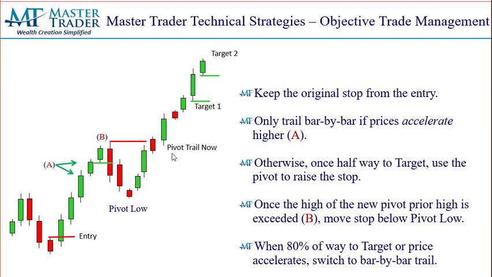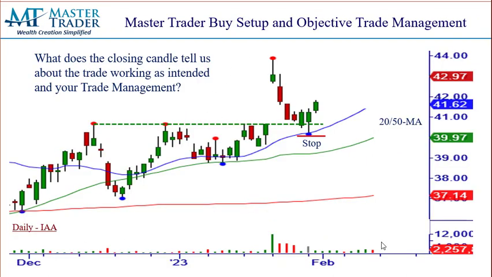And then we're just going to trail pivot lows until it accelerates further near our second target. One rough rule of thumb: when we're 80% of the way to the target or prices accelerate like it did in this little stick figure, then it's okay to switch to the bar by bar trail.